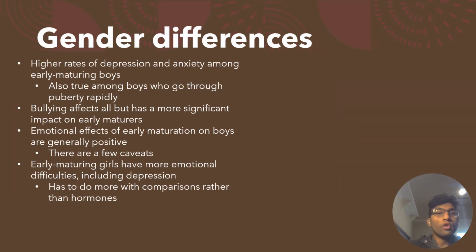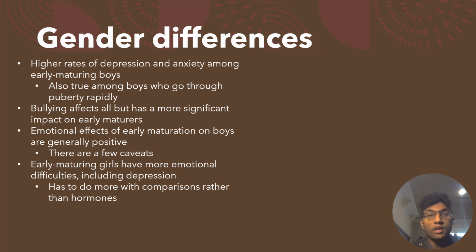So research on boys' pubertal timing has mainly found that early maturing boys feel better about themselves and are more popular than late maturing peers. However, a few studies have found higher rates of depression and anxiety among early maturing boys than their on-time peers and among boys who go through puberty especially rapidly.